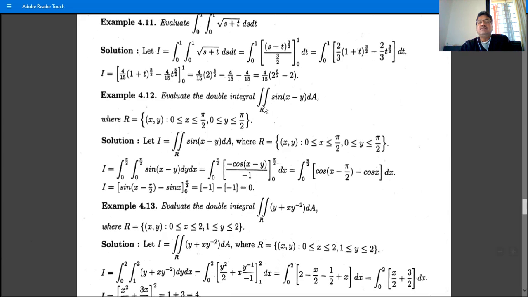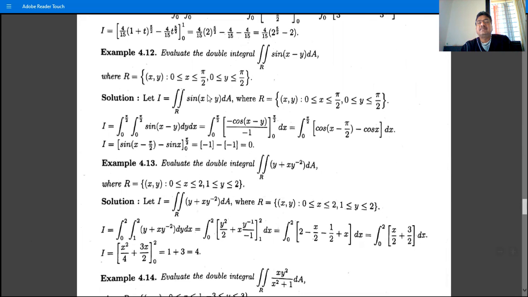Evaluate the double integral over R of sine x minus y dA, where R is this. The limits of x are 0 to pi by 2, and the limits of y are 0 to pi by 2. So this integration is equal to the integral from 0 to pi by 2, 0 to pi by 2 of sine x minus y dy dx or dx dy, right? Dy dx or dx dy.